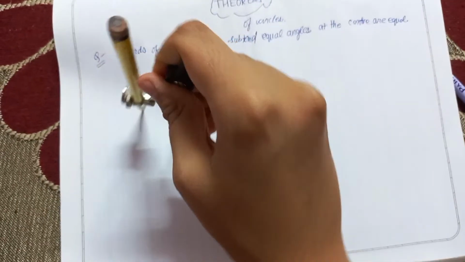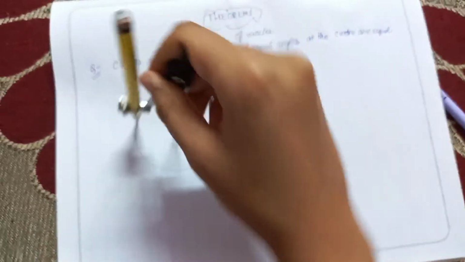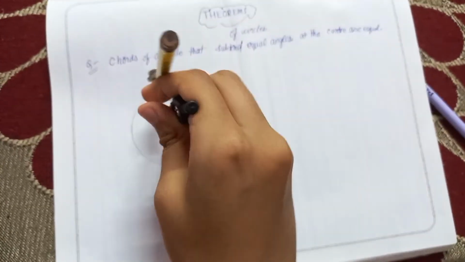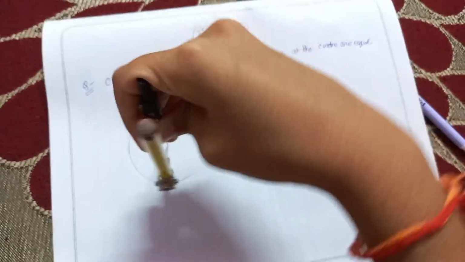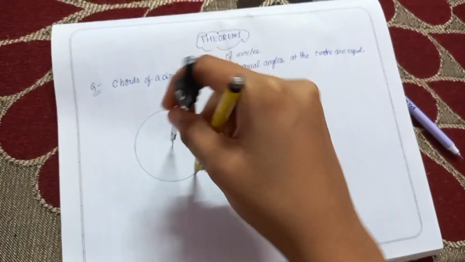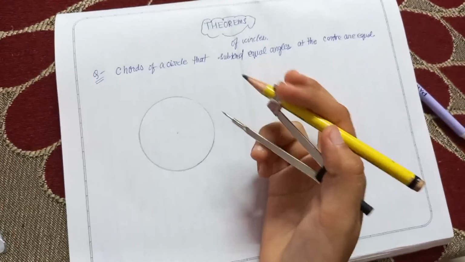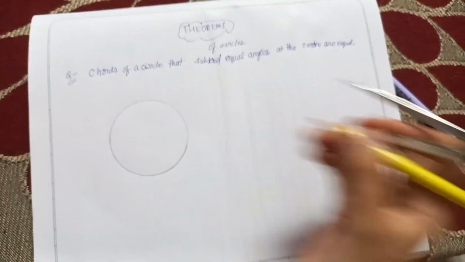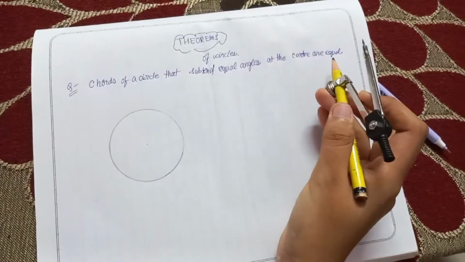So suppose we draw a circle first. Drawing a circle is a must in every theorem. Whenever you have to prove a specific theorem, drawing the diagram is a must. Then what does this theorem say? Chords of a circle that subtend equal angles at the center are equal.